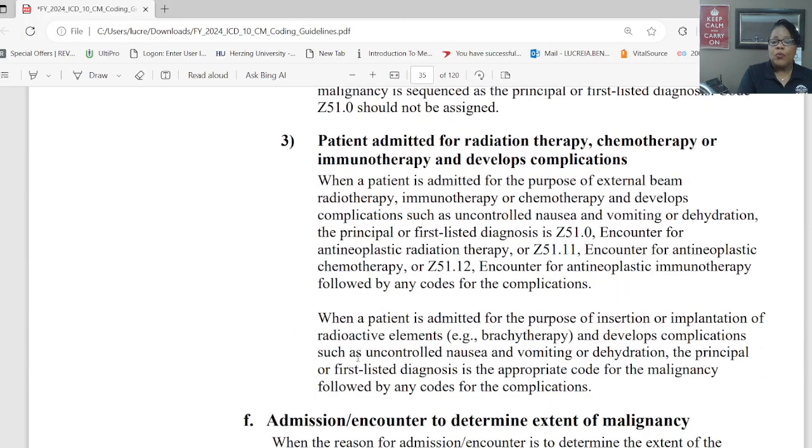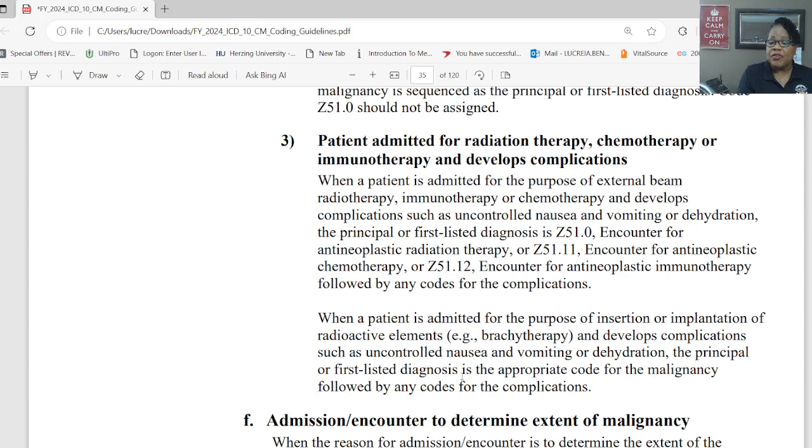When a patient is admitted for the purpose of external beam radiation therapy, immunotherapy, or chemotherapy and develops a complication such as uncontrolled nausea and vomiting or dehydration, the principal or first listed diagnoses is still the radiation, Z51.0, encounter for antineoplastic radiation therapy, or Z51.11, encounter for antineoplastic chemotherapy, or Z51.12, encounter for antineoplastic immunotherapy, followed by any code or codes for the complications.